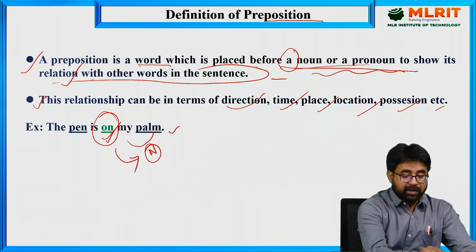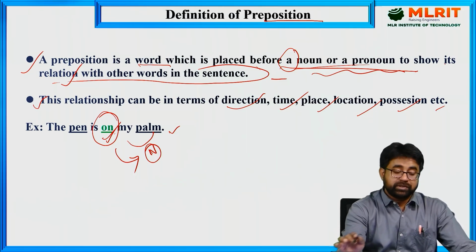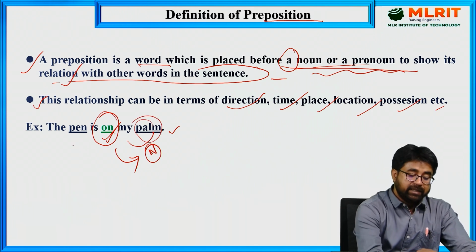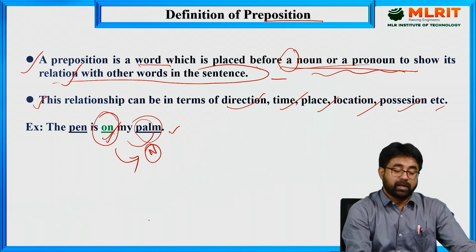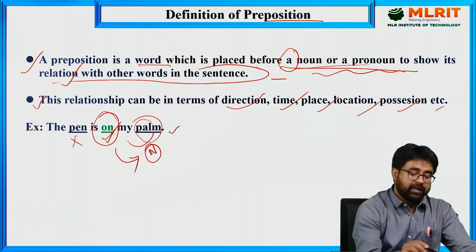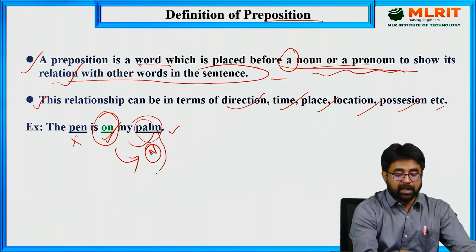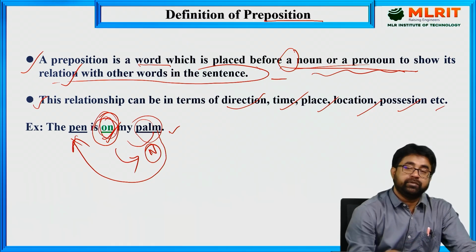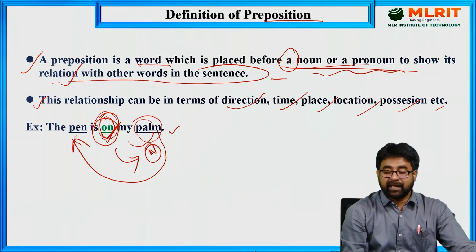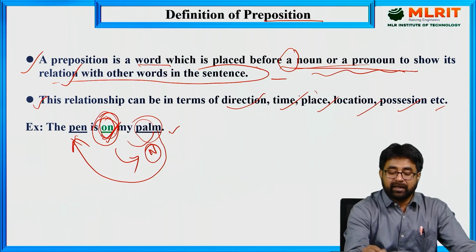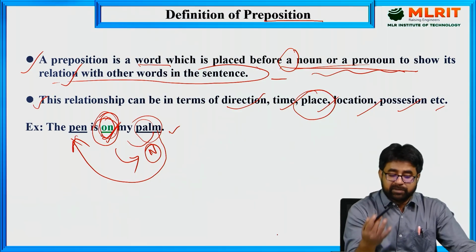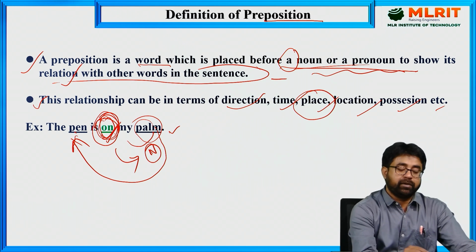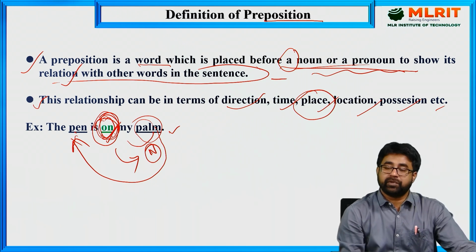Now, what is the second part of the definition? It shows the relationship with the other words in the sentence. So now see how this particular noun is related to the other words of the sentence. If you see here, there is another noun. So how is this particular noun related to this noun? In order to indicate that relationship, we are using this preposition on. So what kind of relationship is it indicating? A relationship in terms of place, you can say. At which place the pen is, right? So the pen and palm are connected with this particular preposition. So I hope now the definition of preposition is clear.